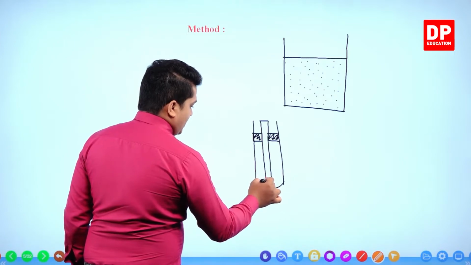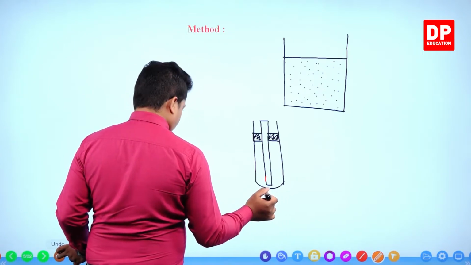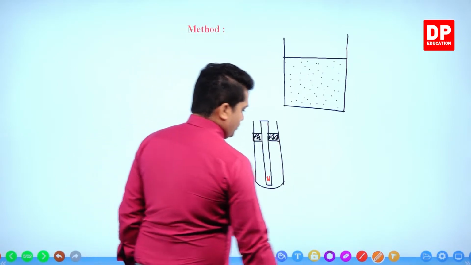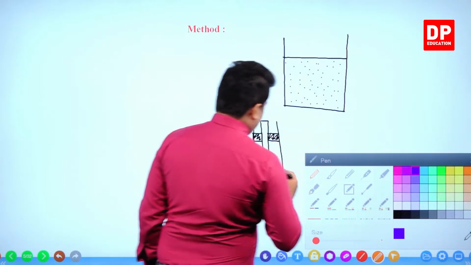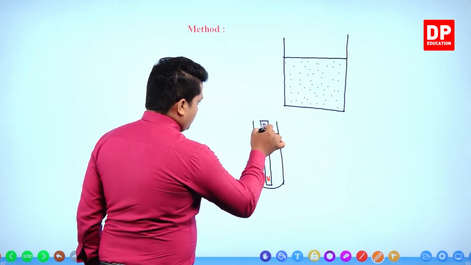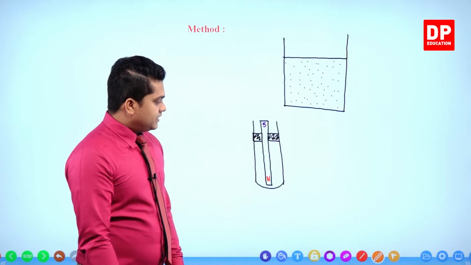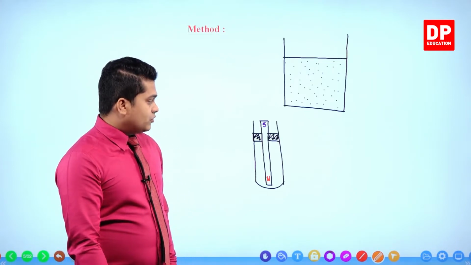I'll imagine that this is the north pole, N, and this is the south pole. Usually, I told you in the earlier session that the north and south poles are named using blue and red colors like this. So the north pole is marked with the red color and the south pole with the blue color.